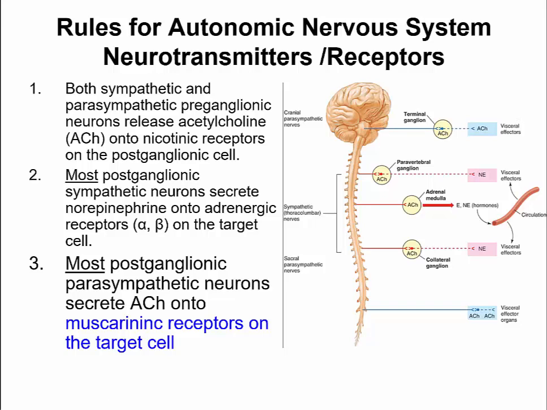Most postganglionic sympathetic neurons are going to secrete norepinephrine onto adrenergic receptors, those alpha and beta receptors, on the target cell. Where it says most, that means that in general, yes, they're going to release norepinephrine. However, there are going to be some that don't release norepinephrine, and we'll talk about those in the next video. Most postganglionic parasympathetic neurons are going to secrete acetylcholine onto muscarinic receptors on target cells. Again, since it says most, we're going to see that for those postganglionic parasympathetic neurons, there are some exceptions that do not release acetylcholine, and we'll talk about that later on.